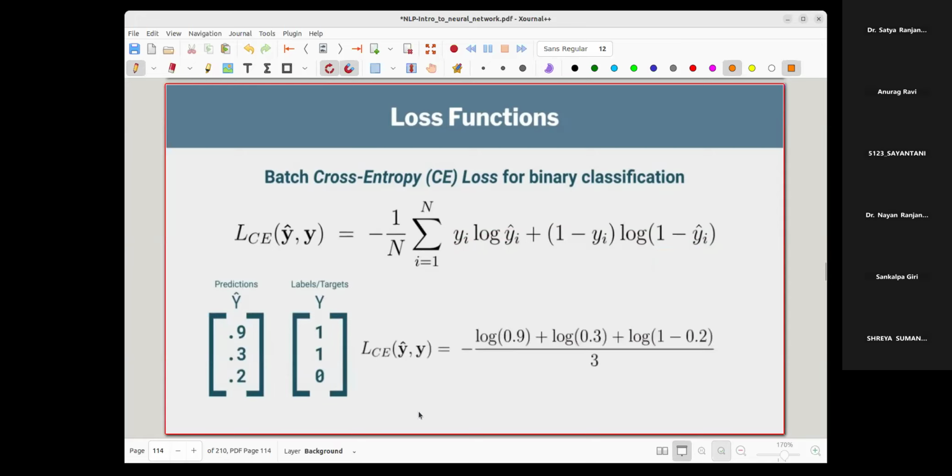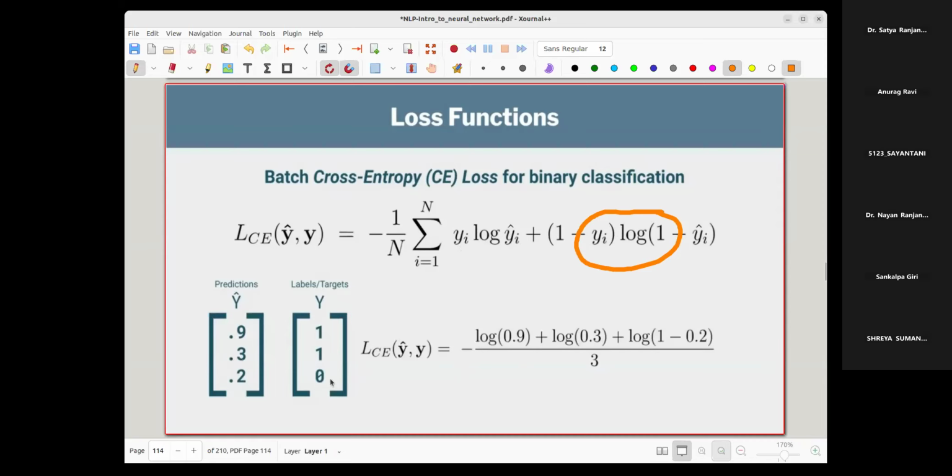Now see what I'm doing. Negative log 0.9. Why? Because the actual yi is 1, which means this portion becomes 0, and only 1 into the log of yi cap, which is 0.9, remains. So log of 0.9, plus similarly for this one, the actual yi is 1, so this portion becomes 0.